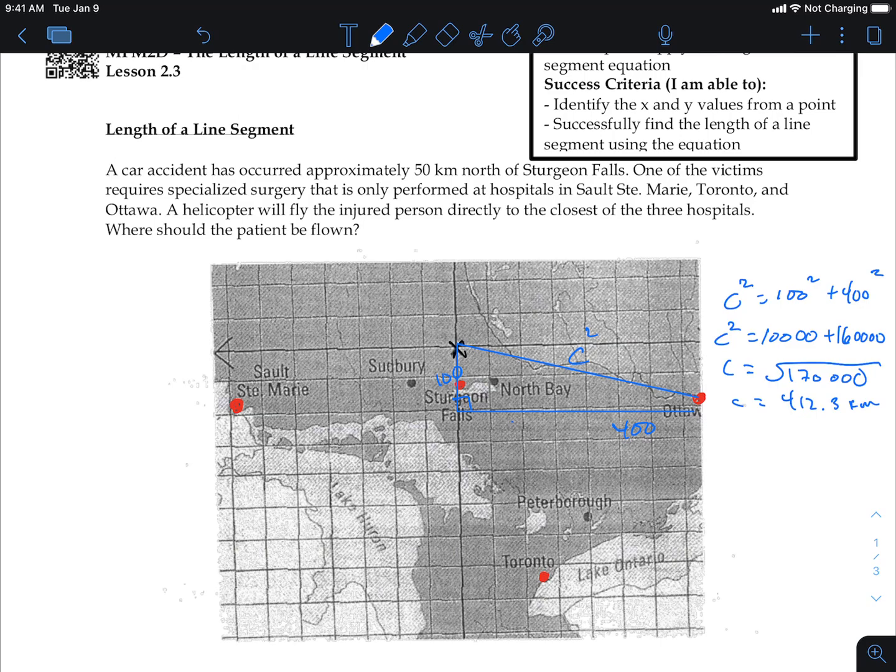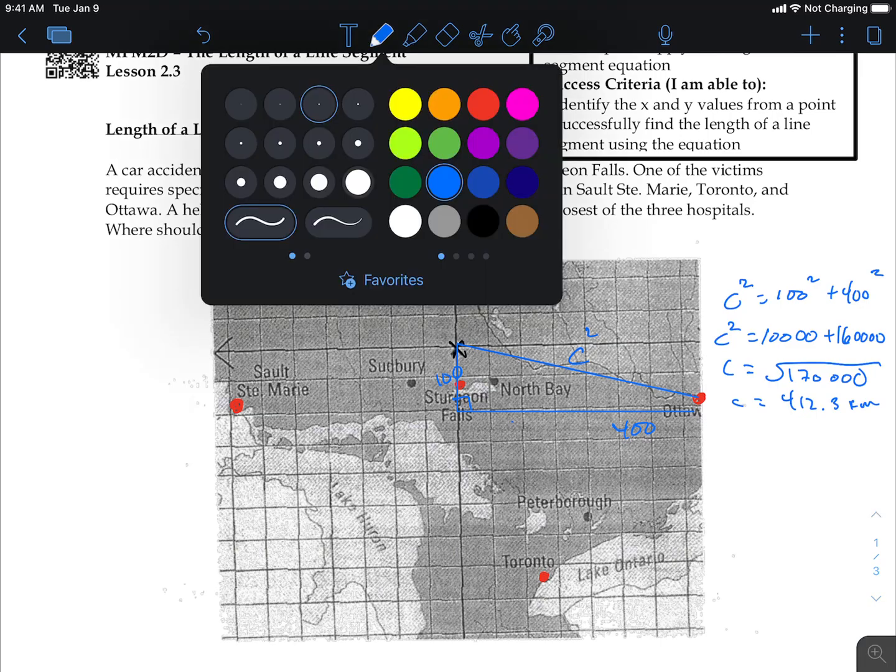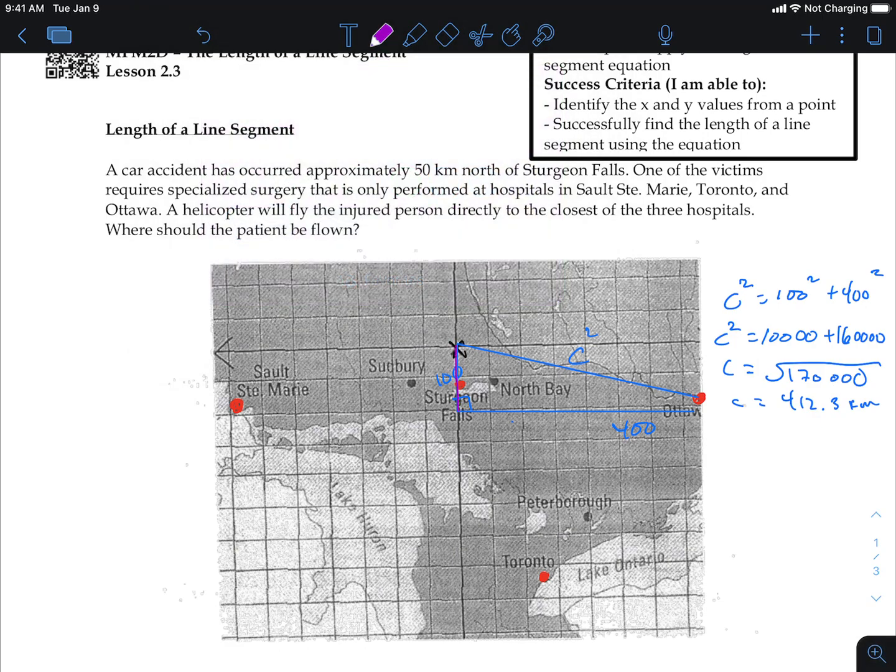Now, let's do the exact same thing for Sault Ste. Marie. I'll do it in purple. Is everybody okay with what I just did there? What C equals is 412.3 kilometers. Same thing here. We're just going to assume Sault Ste. Marie is kind of the same level as Ottawa. So it's 100 to go down. And then how far across? We're going to call this one 350.